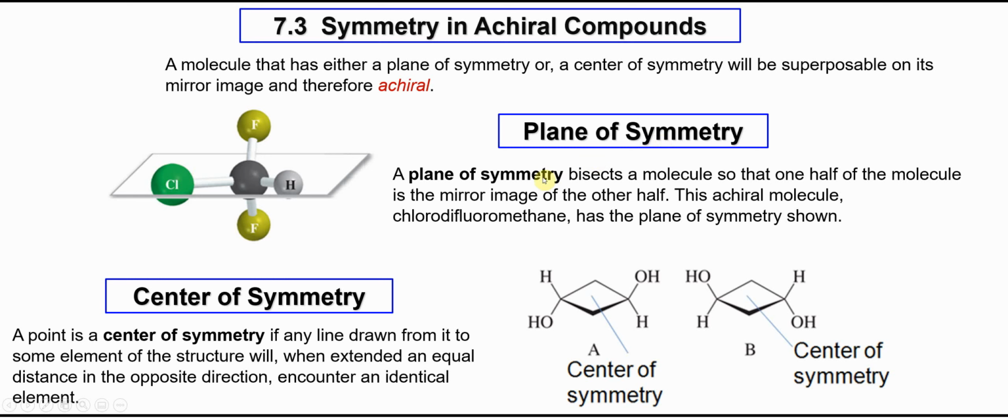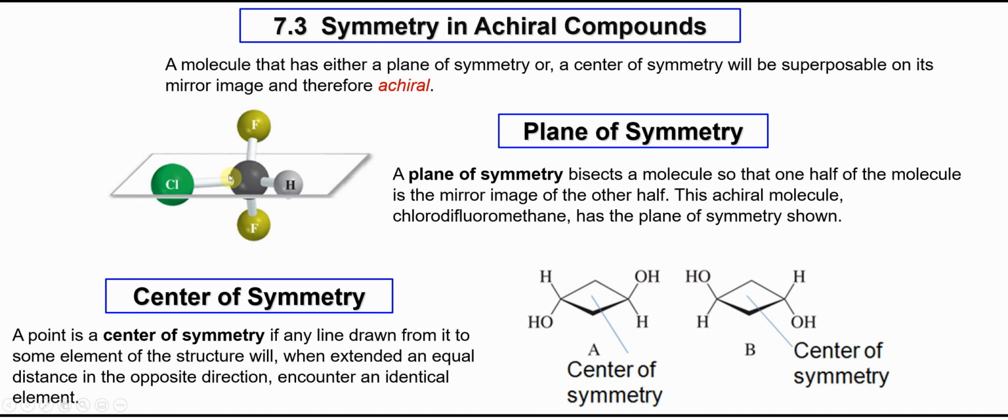The plane of symmetry means if you place a plane, this plane bisects a molecule so that half of the molecule is the mirror image of the other half. For example, in this molecule, the top half is the mirror image of the second half. Therefore, this molecule is not a chiral molecule, such as dichlorofluoromethane. This dichlorofluoromethane has a plane of symmetry as shown in this image.